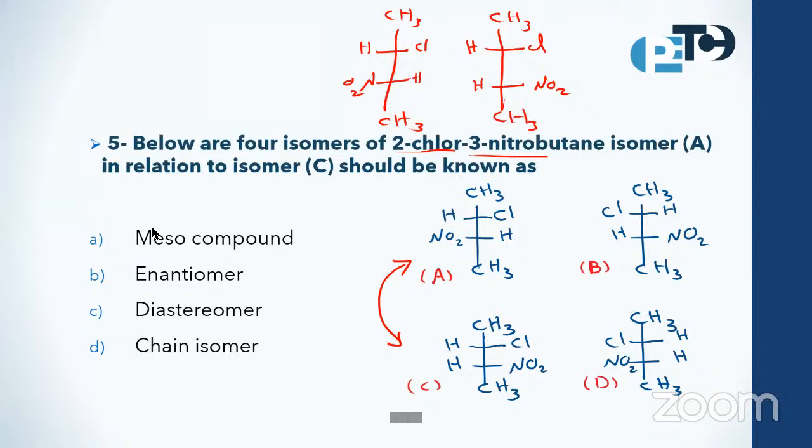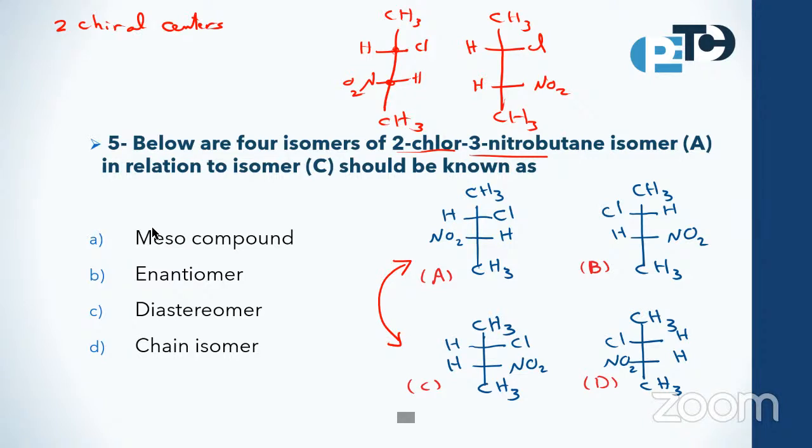Firstly, the first step is knowing the number of chiral centers. Do those isomers contain chiral centers or not? For sure, yes. How many chiral centers? This is the first, and this is the second. 2 chiral centers. Okay, 2 chiral centers.